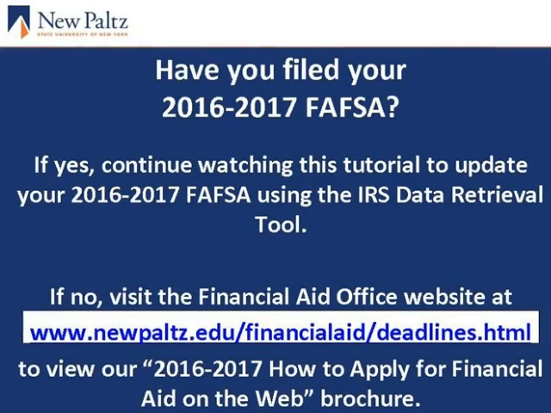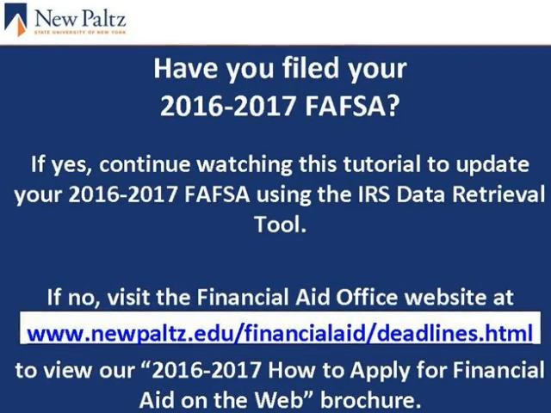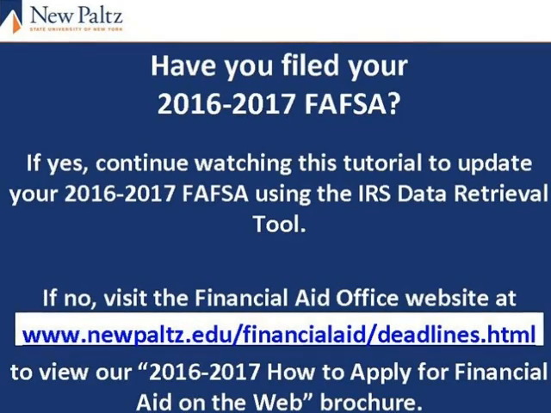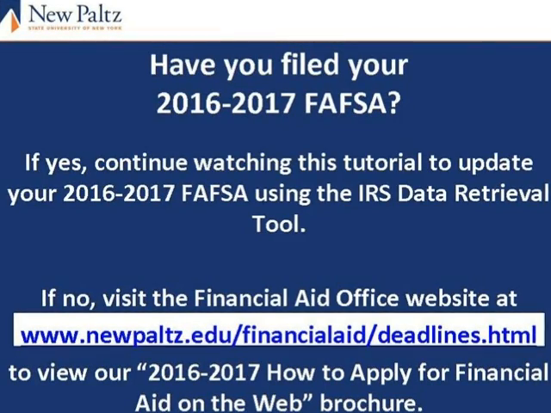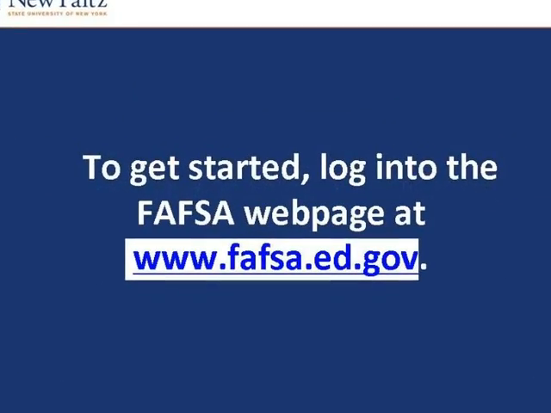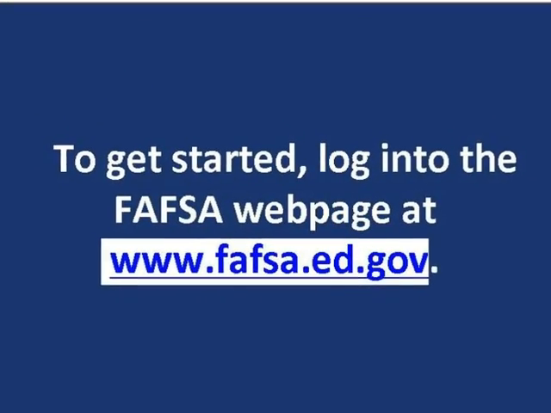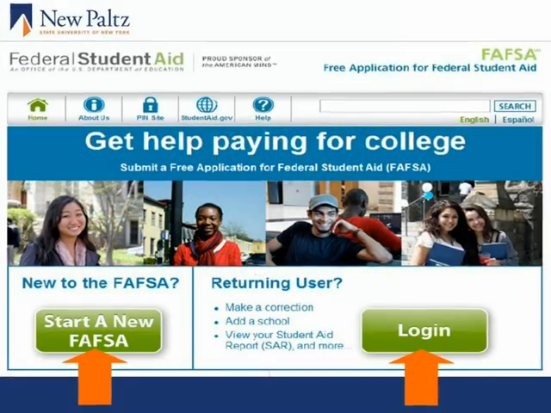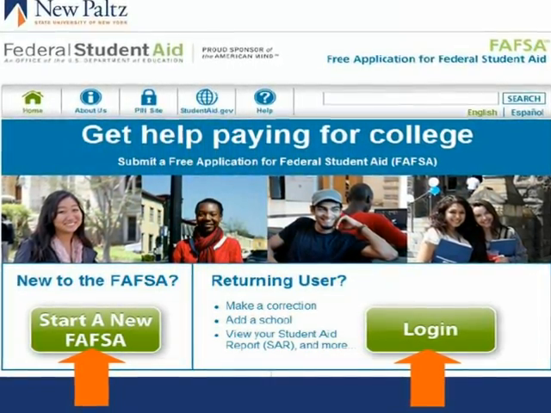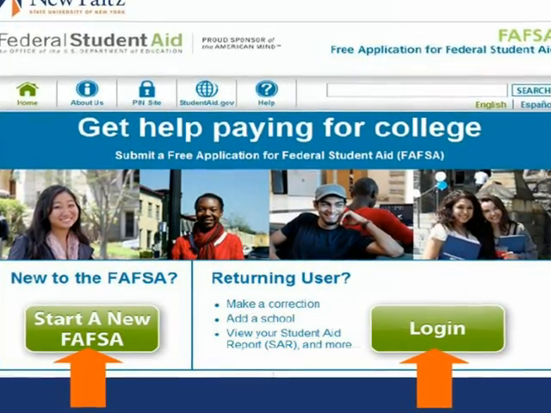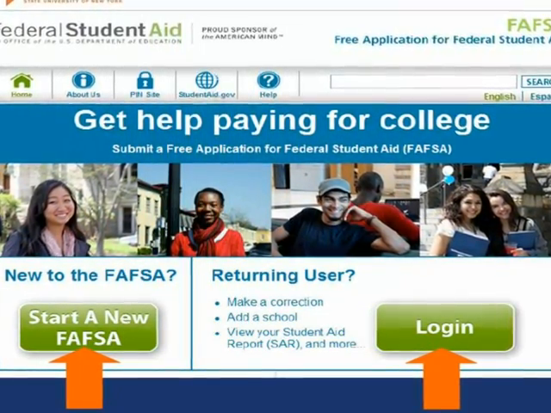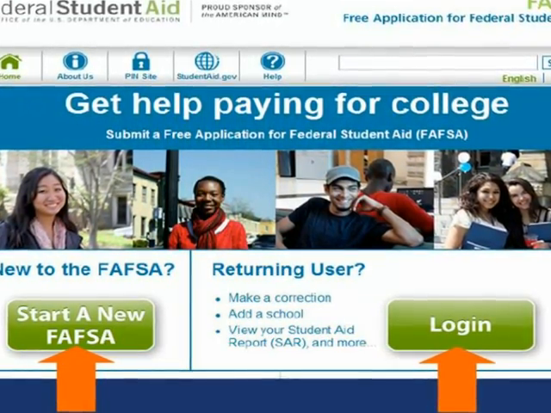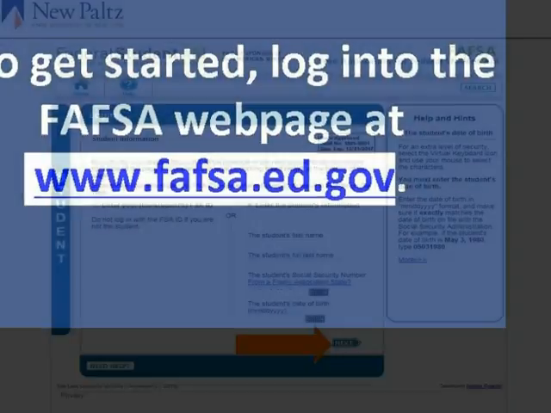This tutorial is meant for financial aid applicants who have already filled out their 2016-2017 FAFSA application and want to update it using the online IRS data retrieval tool. To get started, log into the FAFSA webpage at www.fafsa.ed.gov. If you have already filled out the 2016-2017 FAFSA application, you will have the option to click on Login to make FAFSA corrections. To begin filing the 2016-2017 FAFSA, click Start a new FAFSA.